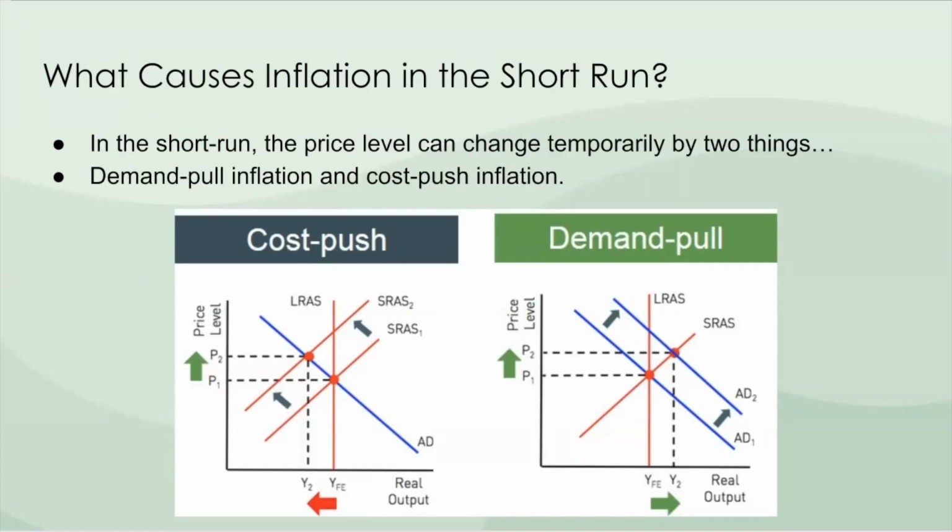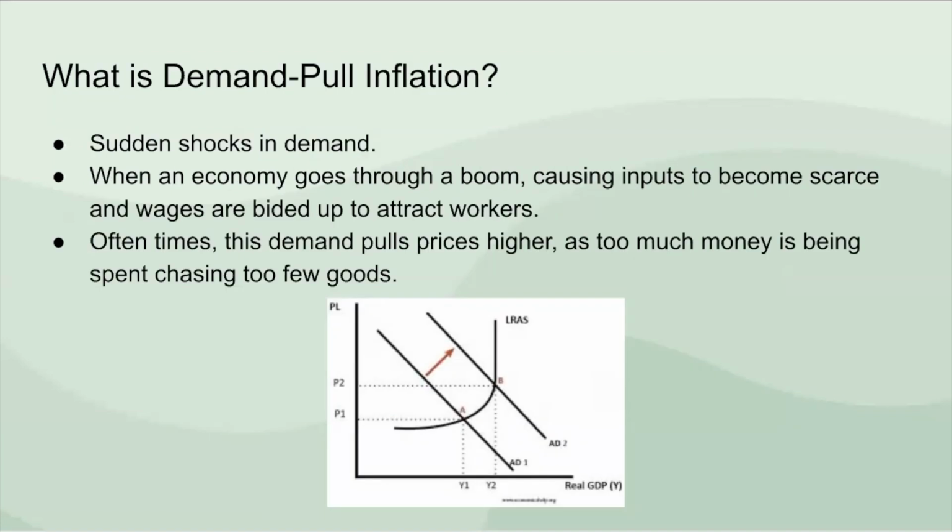As for inflation in the short run, the price level can change temporarily by two things. These two things are demand pull inflation and cost push inflation. We'll get into that a little deeper in the next slides. So, demand pull inflation can be described as sudden shocks in demand.